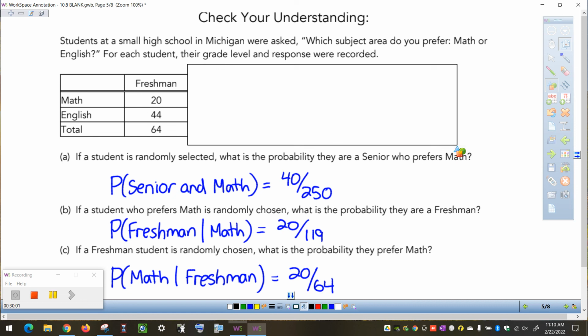And you can see the notation there when I wrote it out like this with that little line. It's asking an opposite question. So the probability that they're a freshman, given that they prefer math, versus the probability that they prefer math, given that they are a freshman. So notice how that's changing what our denominator was. But in every single one of these situations, whatever's listed second here, whatever that given is, that always corresponds with the number that we're listing out for our denominator.